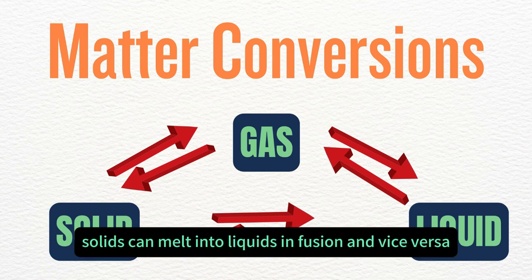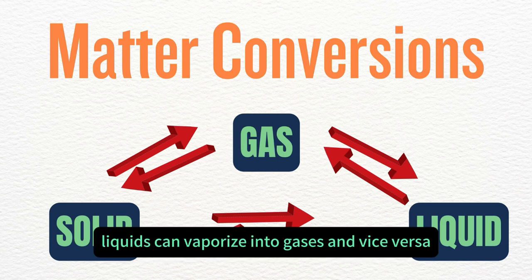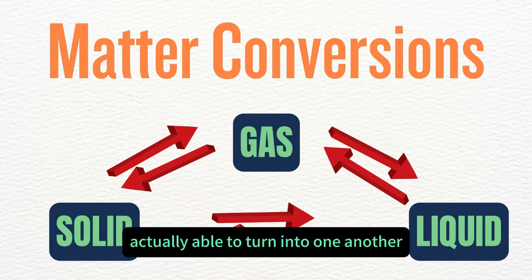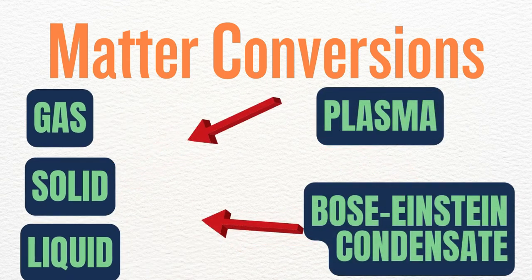States of matter are also able to turn into each other. Solids can melt into liquids in fusion and vice versa in solidification. Liquids can vaporize into gases and vice versa in condensation. Next, gas and solids are actually able to turn into one another. Sublimation turns the solid into a gas without going through the liquid state, and deposition turns the gas into a solid.